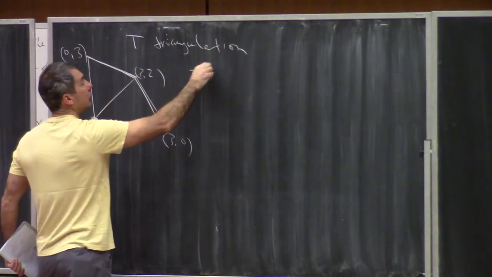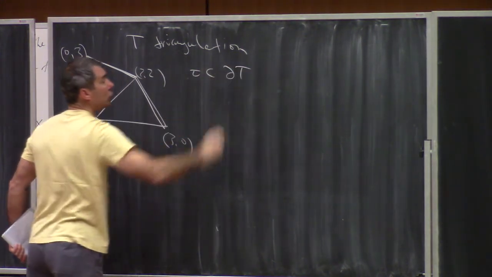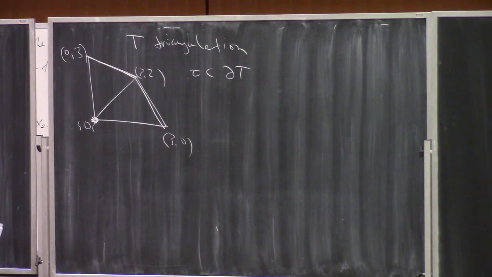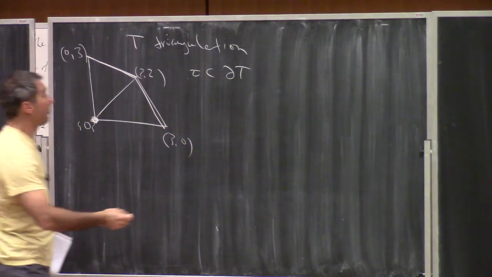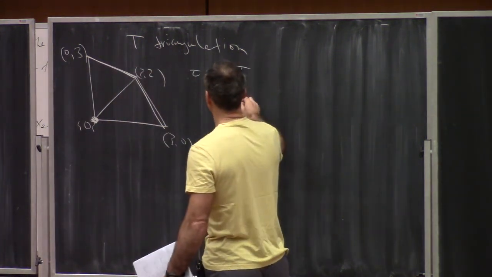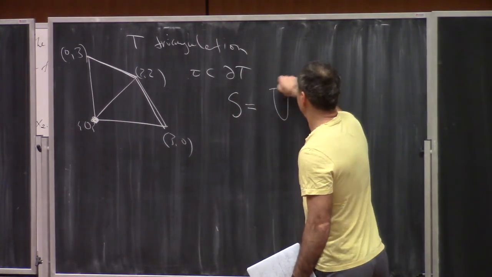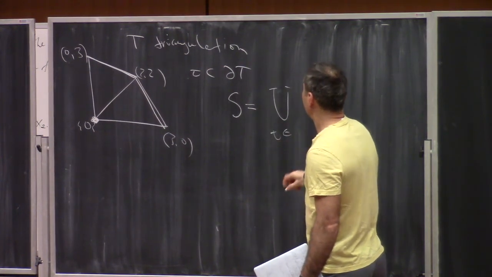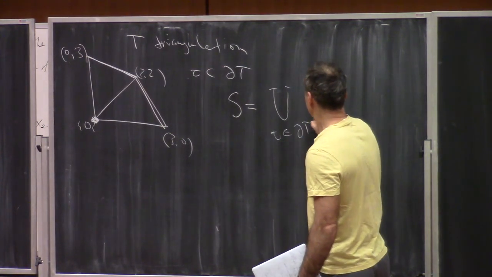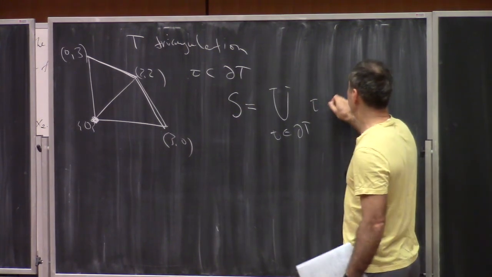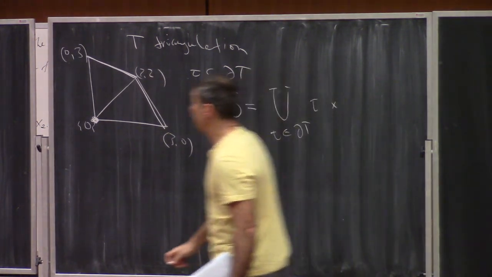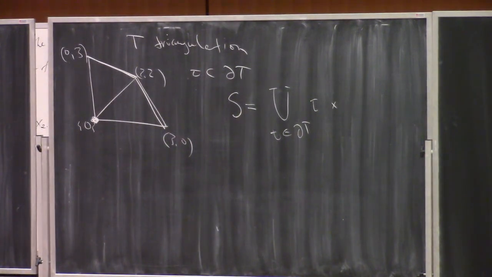You look at the simplices tau which are in the boundary of this triangulation, and then you form the following abstract polyhedral complex. Let me call it S, the skeleton. This is a union of all strata in the boundary, and then you take the simplex itself and multiply it. Here (C*)^n for me is going to be R^n cross R^n/2πZ^n.